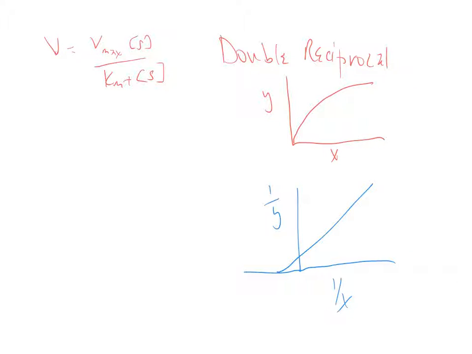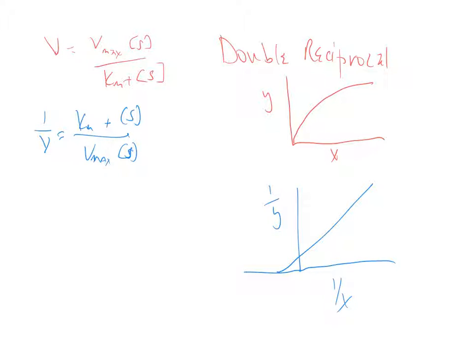So now we're going to prove that using the Michaelis-Menten, and the reason why that's important will hopefully become more obvious. So if we go back to Michaelis-Menten, it's going to become 1 over V is equal to Km plus S over Vmax times S. And you think back to just the rules of fractions, you can separate things that are on top, but you can't on the bottom.